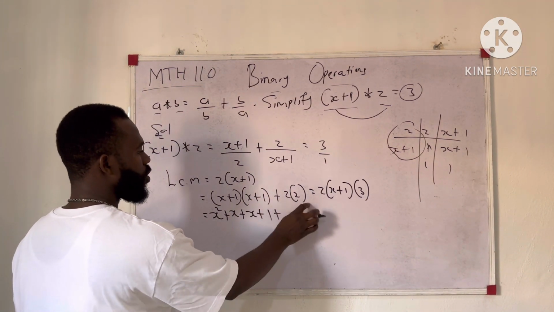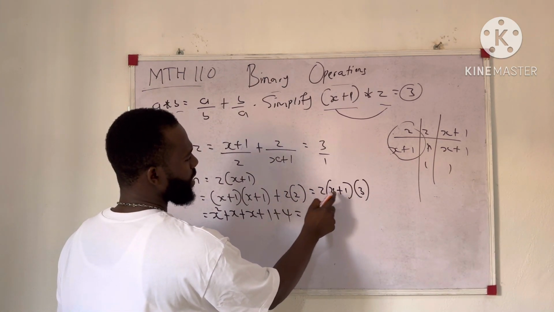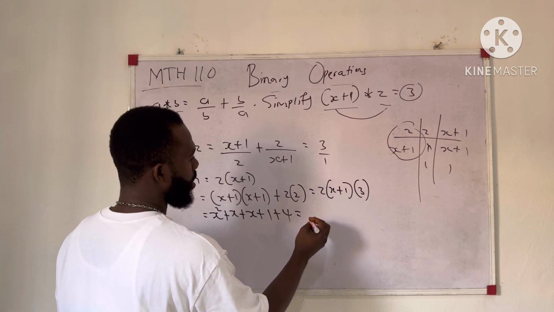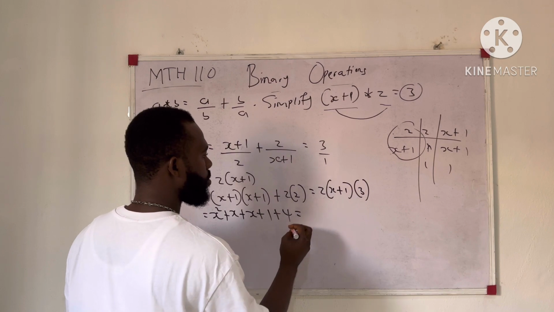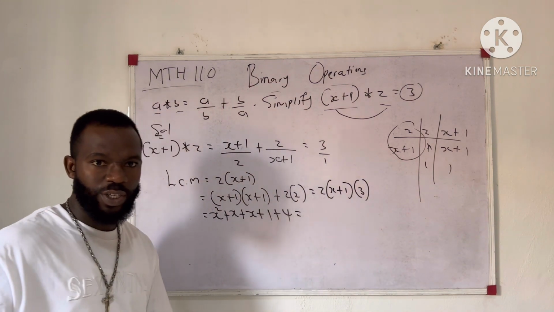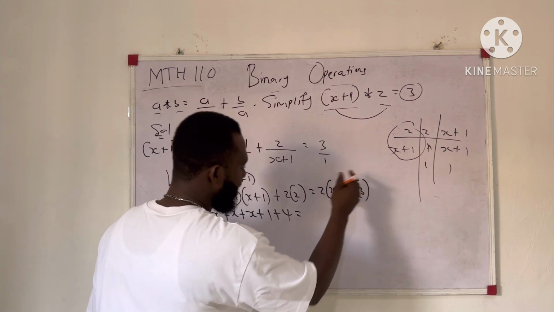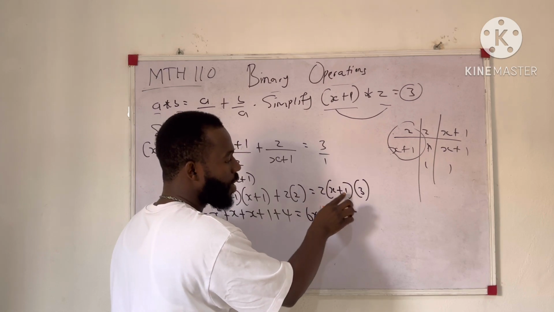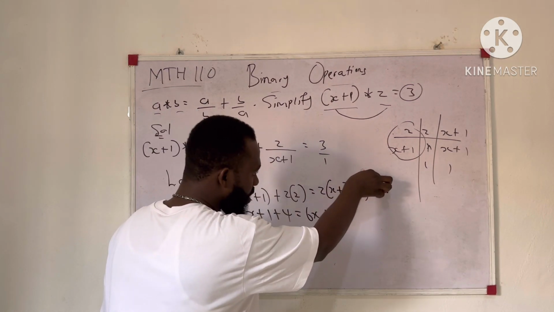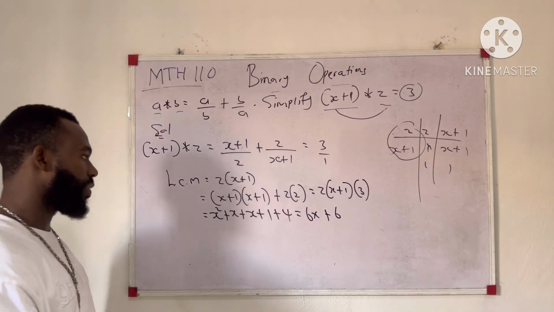Plus 2 multiplied by 2 gives us 4, right? Equal to 2 times x gives us 2x plus 2. Okay, so let's just do it this way. 2 times x gives us 2x. 2x times 3 gives us 6x. Plus 2 times 1, sorry, 2 times 1 gives us 2. 2 times 3 again gives us what? 6. So we have 6x plus 6.